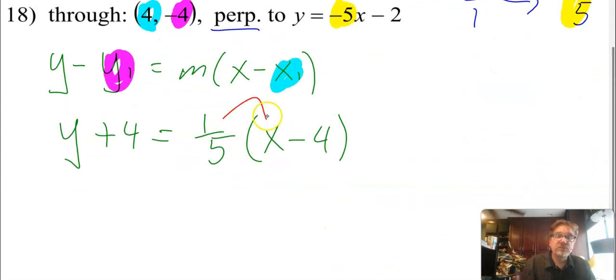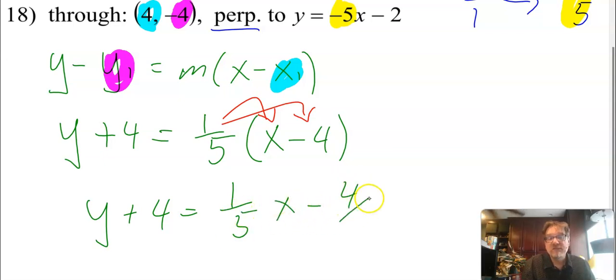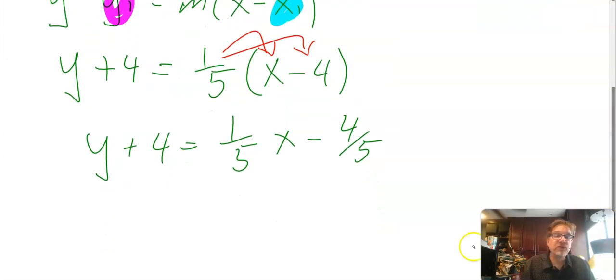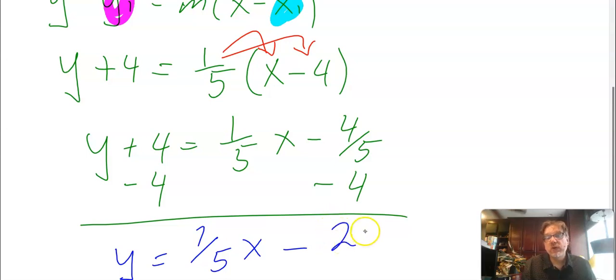Let's distribute into the parentheses. So y plus 4 equals 1/5 x minus 4/5. Use your calculator if you don't believe me. Subtract 4 on the left side, subtract 4 on the right side. And my final answer is going to be y equals 1/5 x minus 24/5. Please use fractions in your answers if you need. All right? Use your calculators.